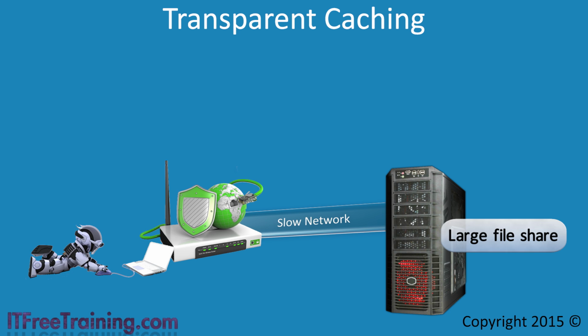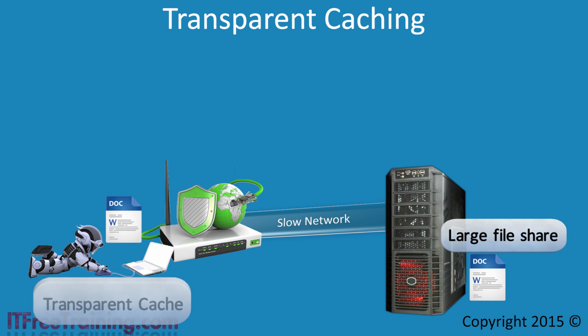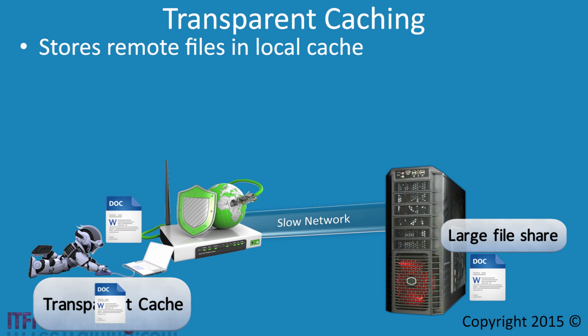In order to improve performance over a slow link like this, transparent caching can be used. It works simply like this. If the user was to request a file from the file server, it will be copied over the network. If transparent caching is enabled through group policy, a copy of the file will be stored on the local computer in transparent cache. So, transparent cache simply stores remote files in a local cache. The user can then access the local copy rather than the remote copy.